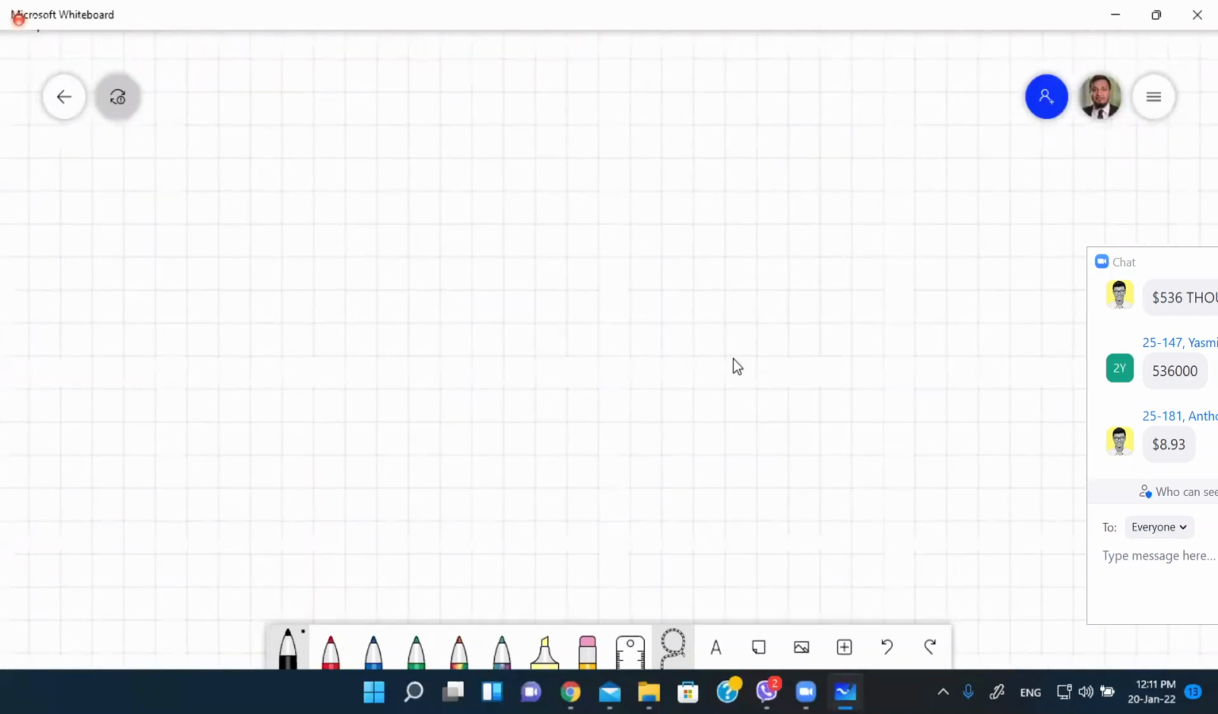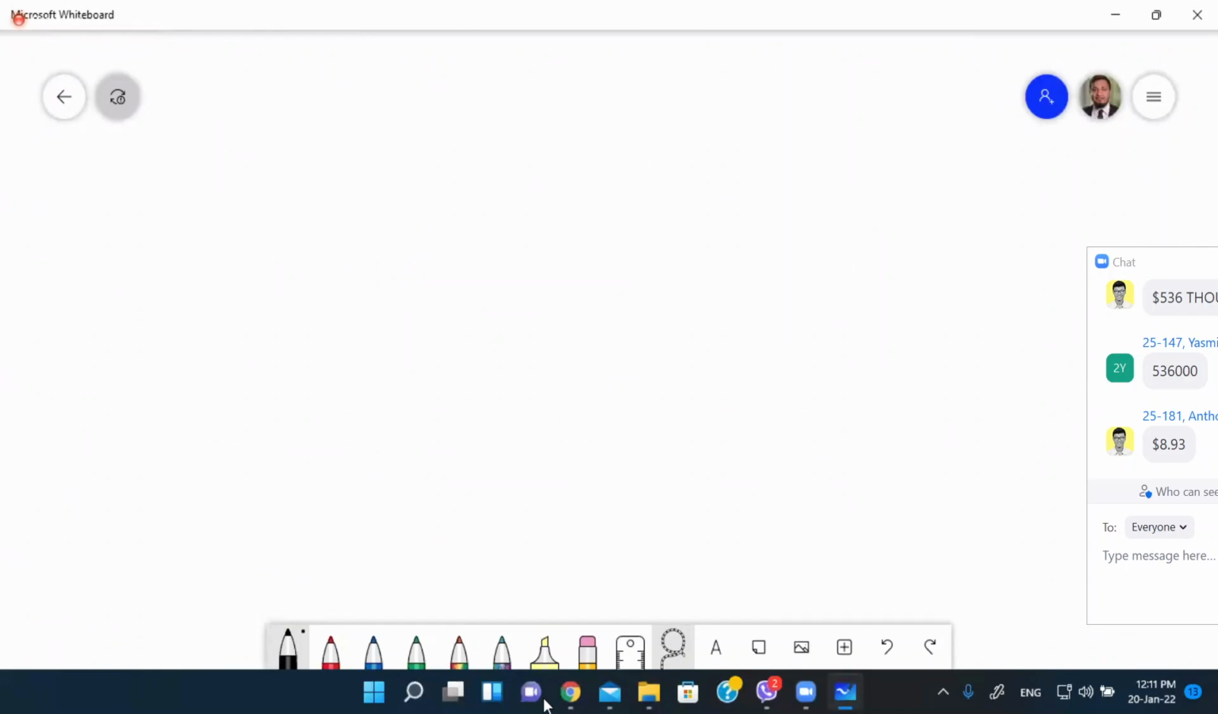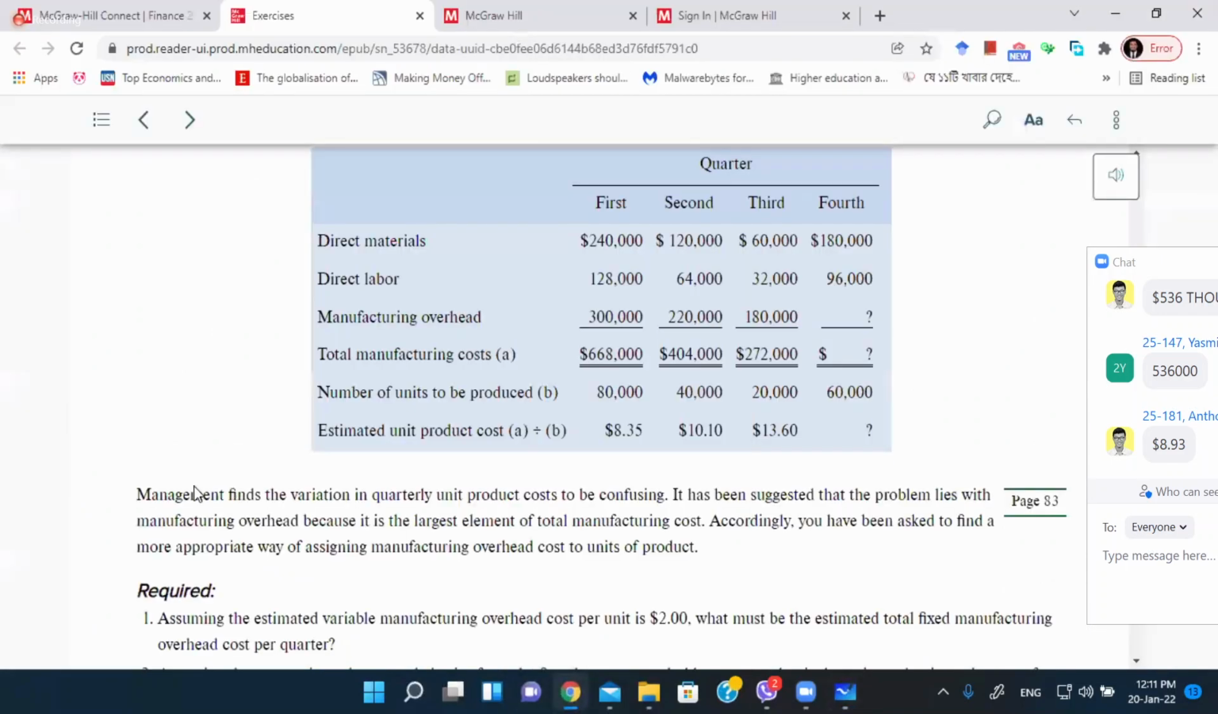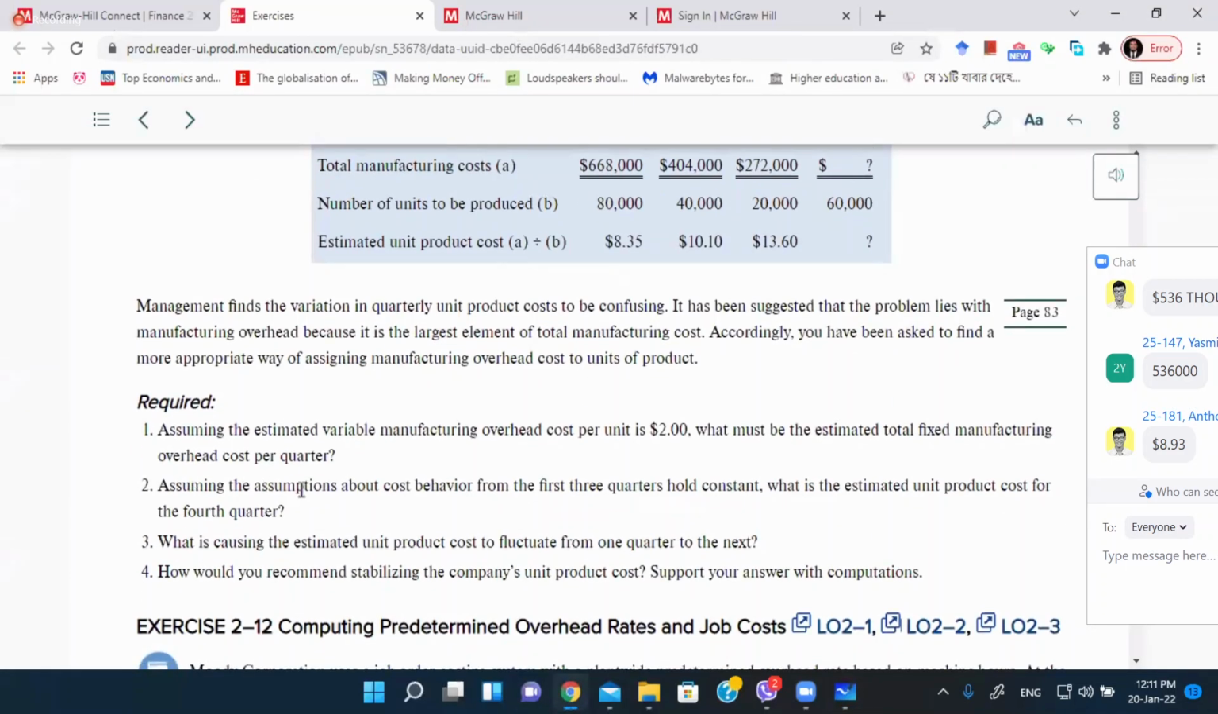Okay. I have erased this for the purpose of the next requirement. We have been able to solve our second requirement. Okay, unit product cost estimated, obviously, for the fourth quarter. Number 3, what is causing the estimated unit product cost to fluctuate from one quarter to the next? That is a big question. What is causing the estimated unit product cost to fluctuate from one quarter to the next?